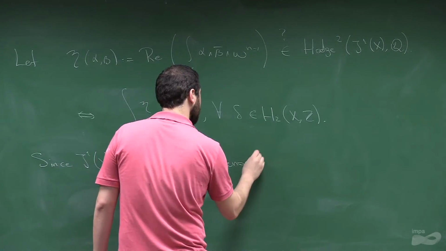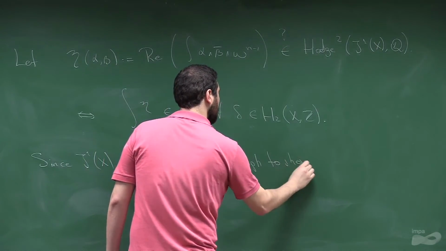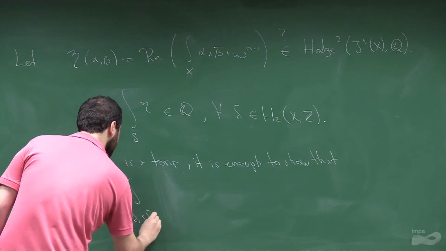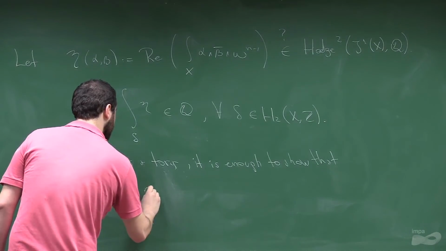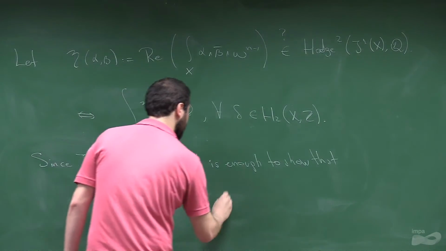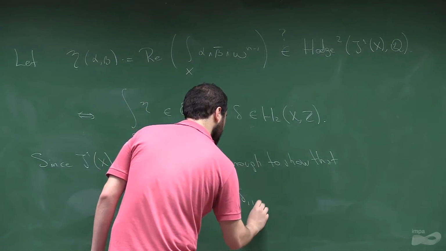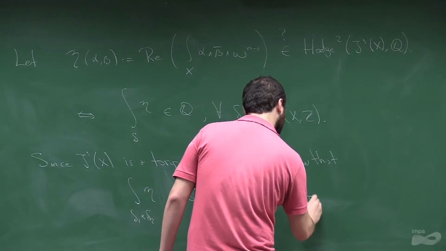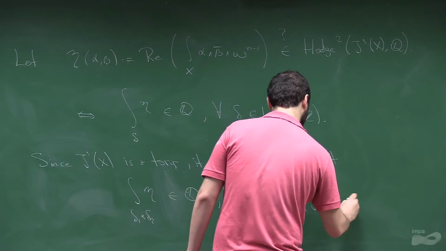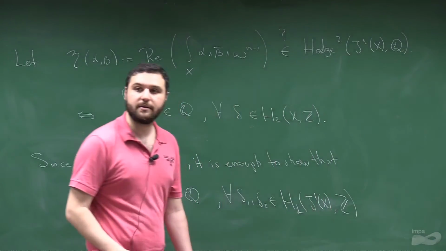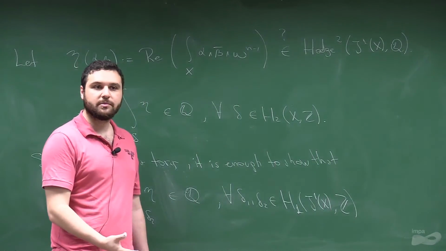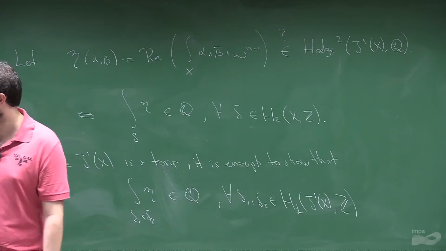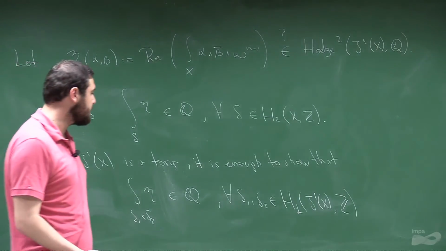to show that this thing, the integral of delta 1 times delta 2 of eta, belongs to Q for every delta 1 and delta 2 in the first homology group of the Jacobian. Right? But the first homology group is the fundamental group of the torus, and it's the lattice, the image of this phi, lambda, right?